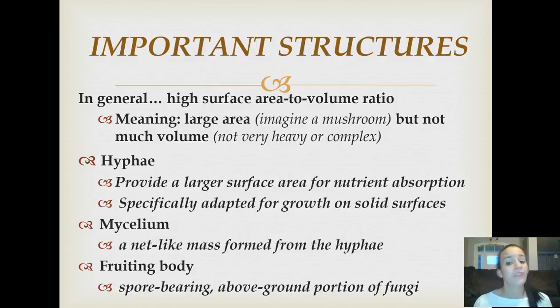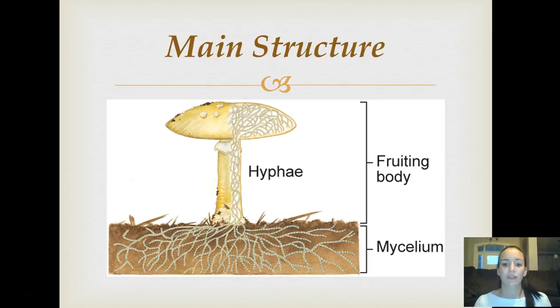It's also specifically adapted for growth on solid surfaces, which is why oftentimes you see fungi pop up in places where you may not have expected them. Next up is mycelium. So this is the net-like mass that's formed from the hyphae, and then the fruiting body itself is that spore-bearing above-ground portion of the fungi. And we'll look at a picture so you can kind of see these different things.